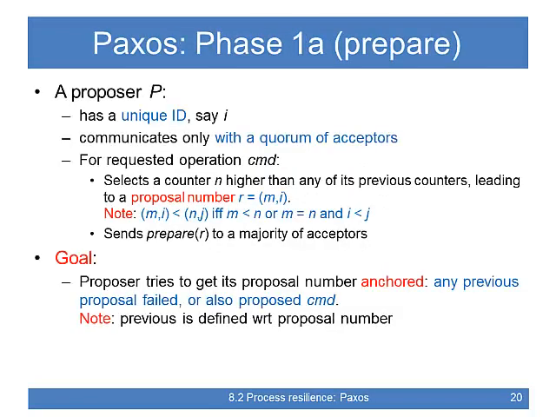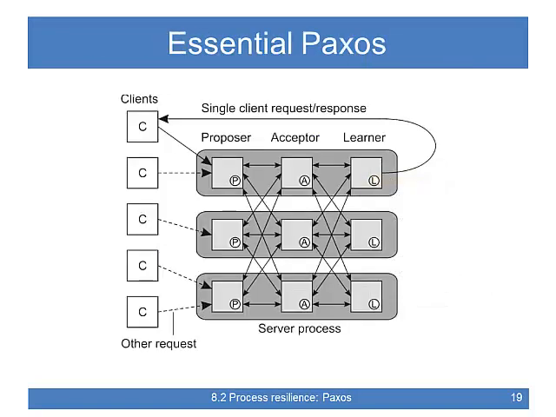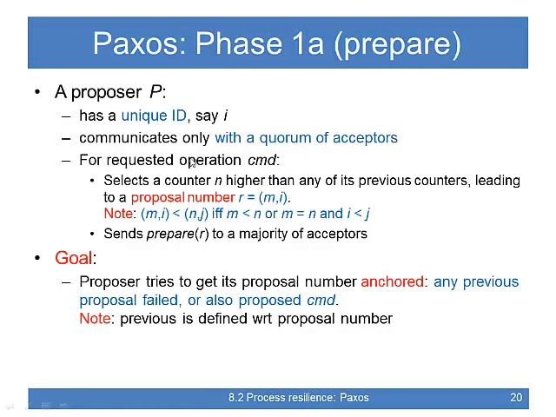Okay, let's try to go through the algorithm. Paxos consists of two phases, and each phase is subdivided into subphases. I have a proposer P, and I'm assuming that every proposer P has a unique identifier I. It communicates only with a quorum, a majority of acceptors. Going back to this figure, this proposer is going to talk to at least, simplifying a bit, a majority of these acceptors. It has this requested operation command that came from a client, and it says, I want this command to be executed.